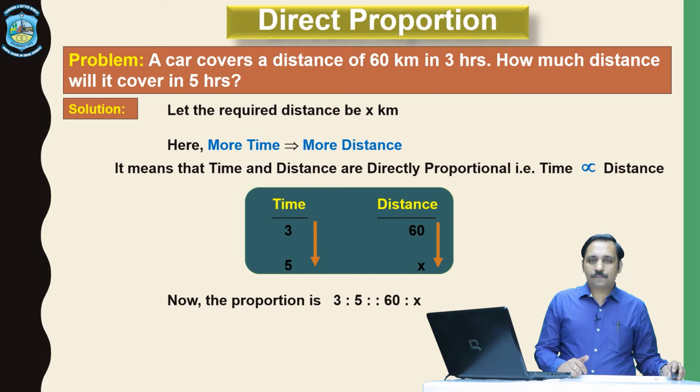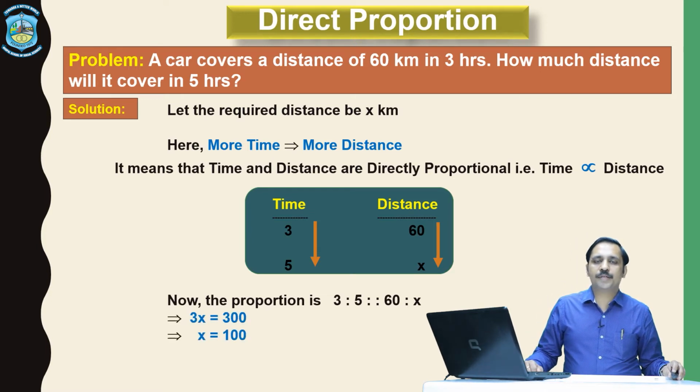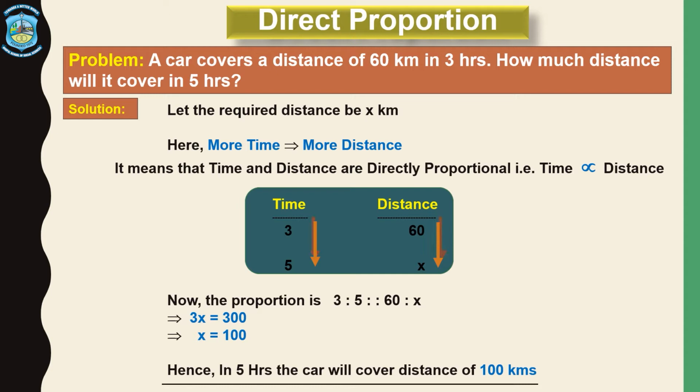We know that we have a rule of 3, that means 3 into x is equal to 5 into 60. The value of x is equal to 100. That means in 5 hours the car can cover a distance of 100 kilometers. This is an example of direct proportion. Let us take another example.